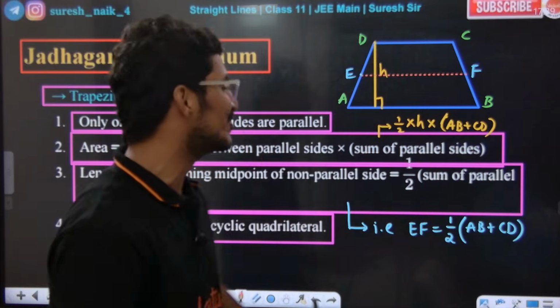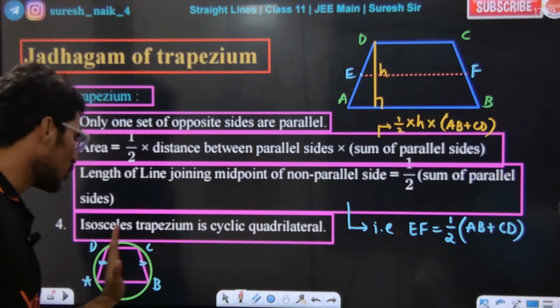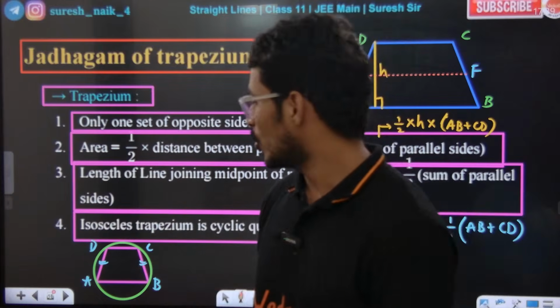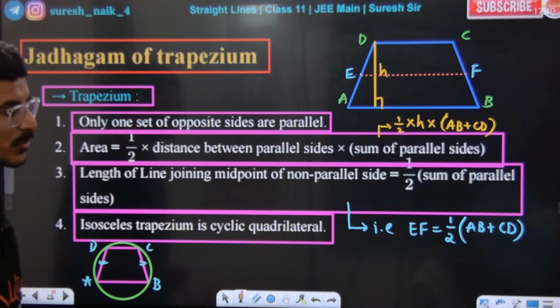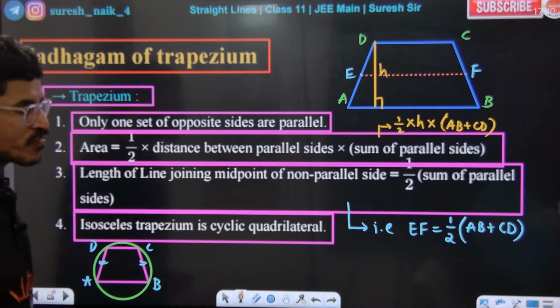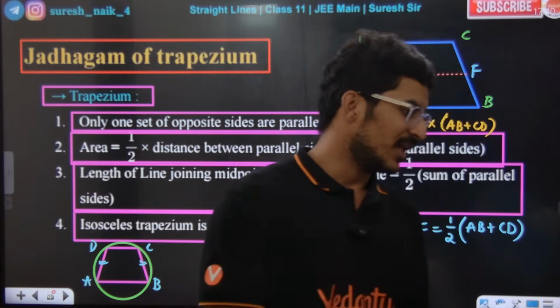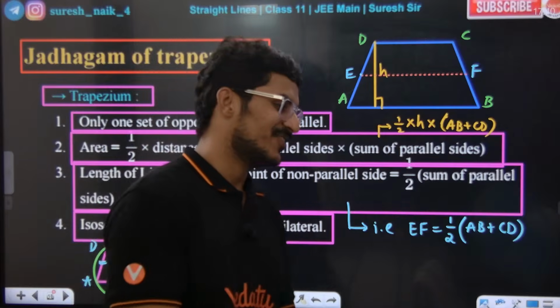Very good. Sir, isosceles trapezium basically has non-parallel sides, so the lengths will be equal. That is a cyclic quadrilateral. Yes or no? Sir, what is the connection? I'll tell you the connection later. First, listen to the class.